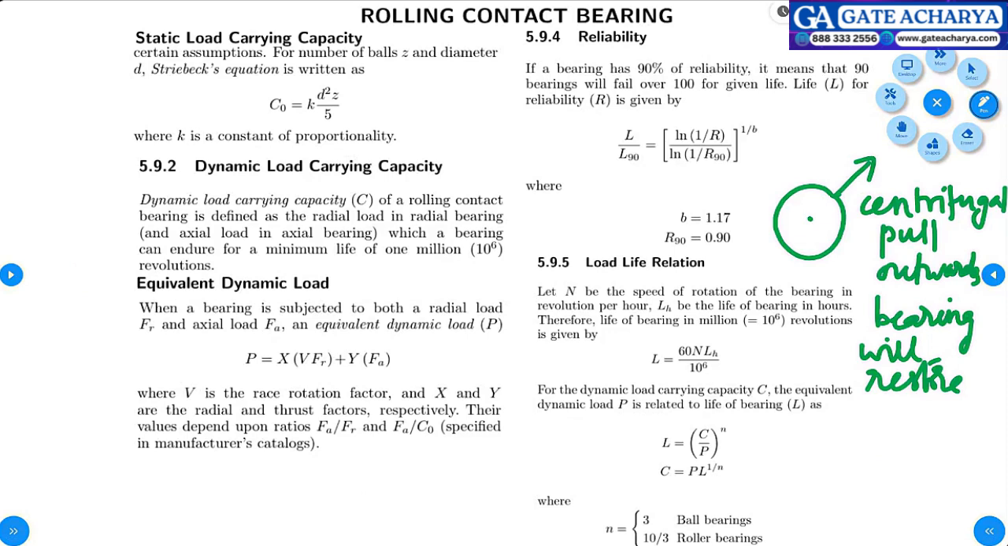See what you do. For 10 power 6 cycles, how many hours has it worked? Therefore, for 1000 cycles, how many hours will it work? Simple calculation. It's nothing but the load life calculation. L is equal to (C by P) whole power n, where n is nothing but 3 for ball bearings, 10 by 3 for roller bearings. C is nothing but the dynamic load carrying capacity. P is nothing but the equivalent dynamic load.